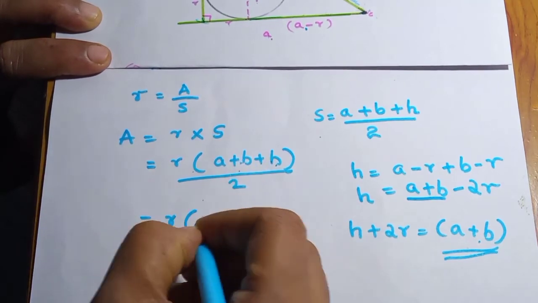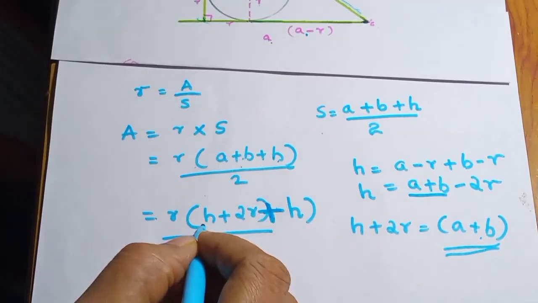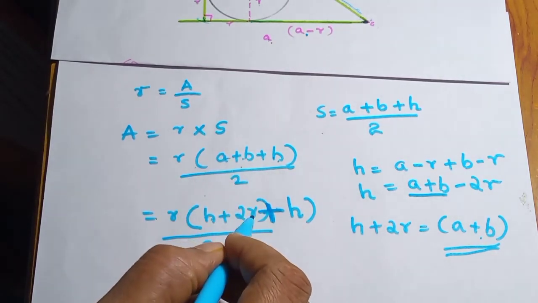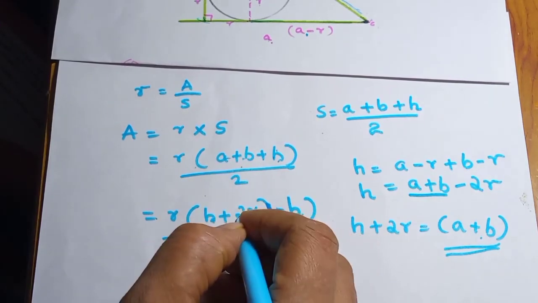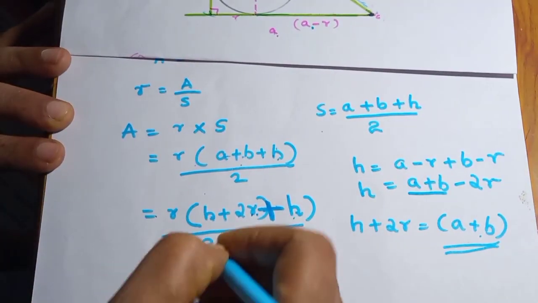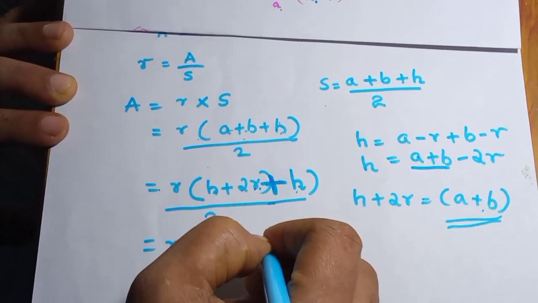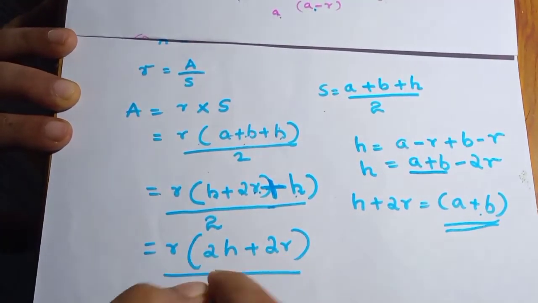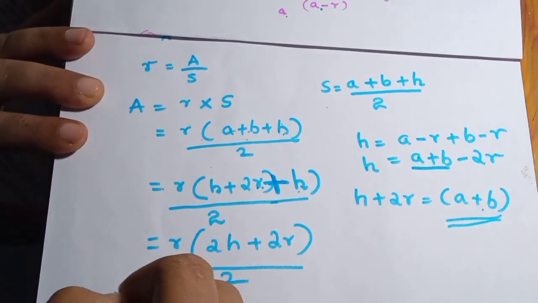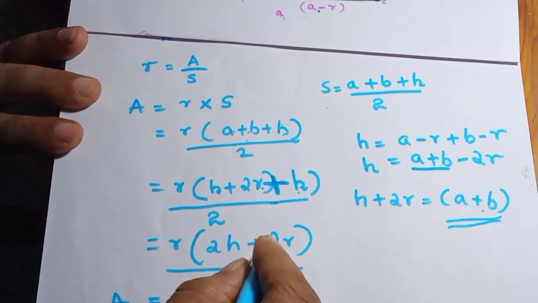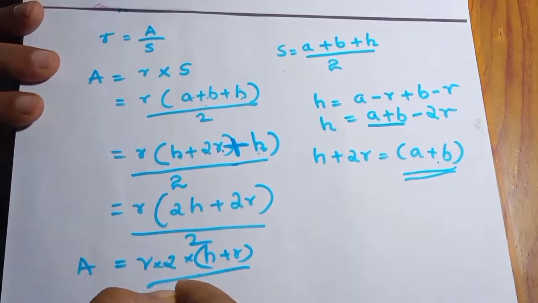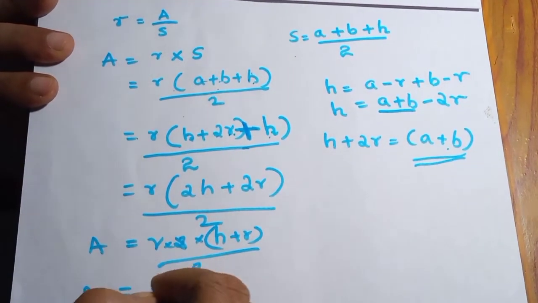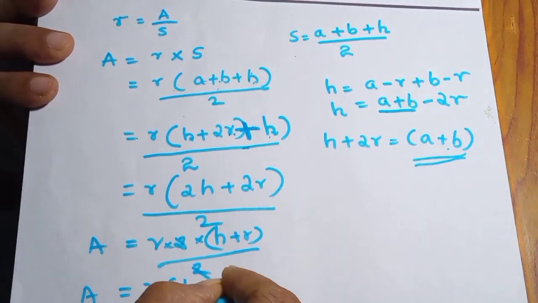We have r into a plus b, where a plus b is h plus 2r, plus h, all divided by 2. Then here we have 2 h's and 2 r's, that is r into 2h plus 2r by 2. Taking the common 2 outside, that is r into 2 into h plus r by 2. The 2 and 2 cancel, then we have the area equal to r into h plus r.